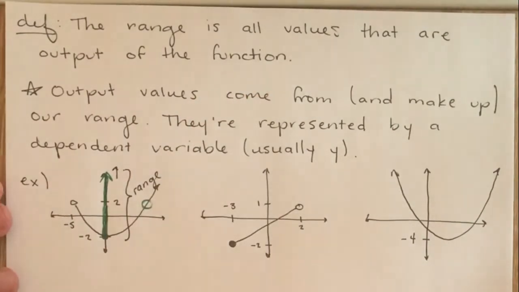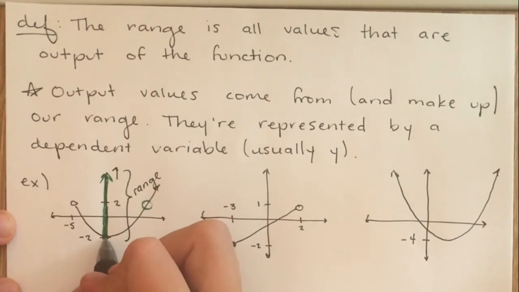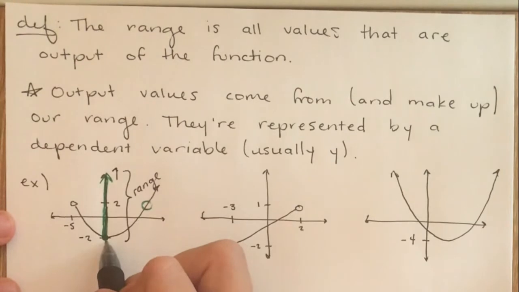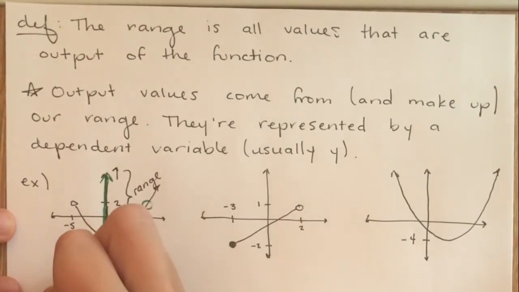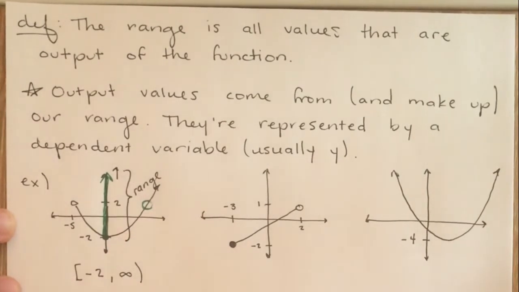Again, we want to write the range in interval notation. We're starting at -2 and continuing to positive infinity. We are including that -2, so we've got bracket -2 to infinity.